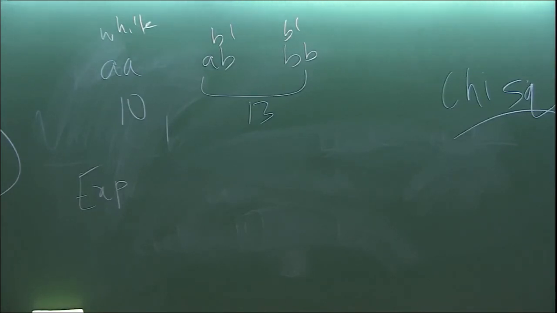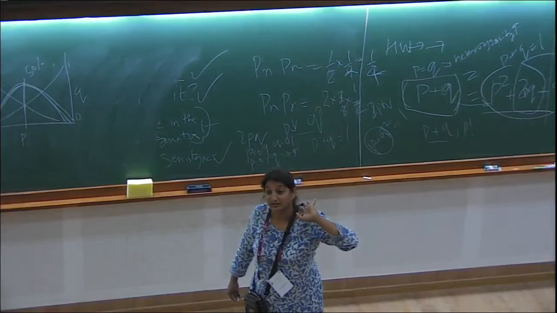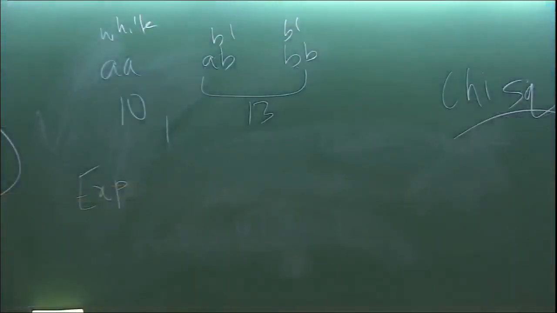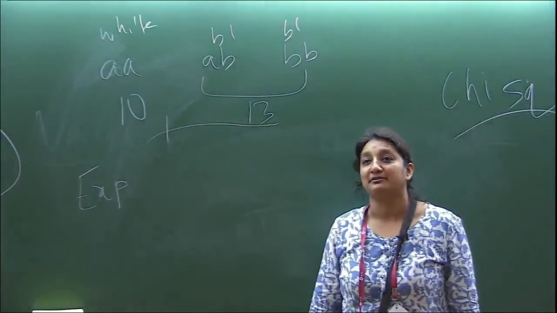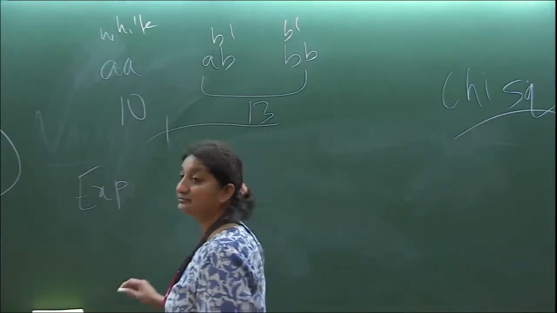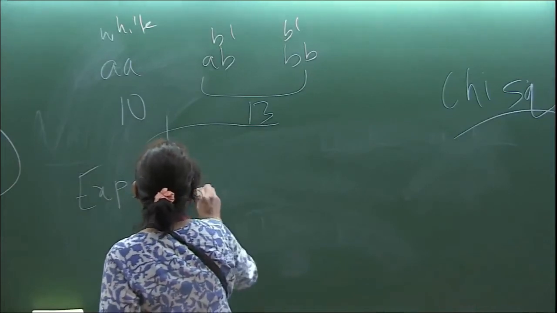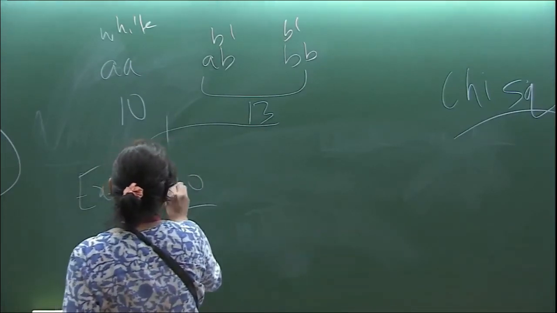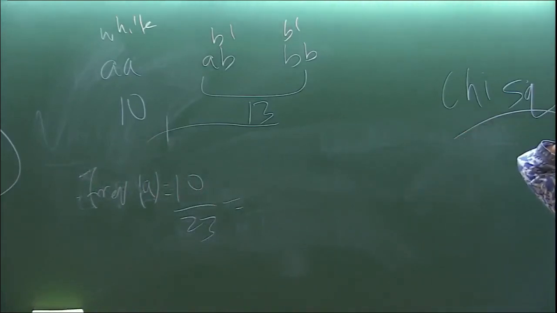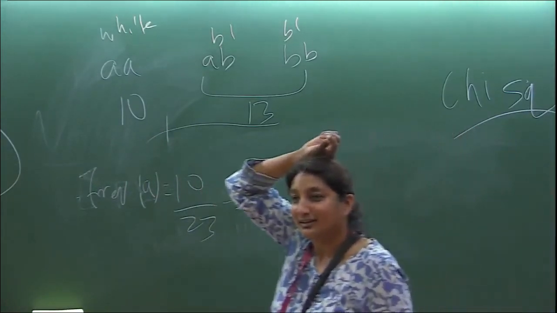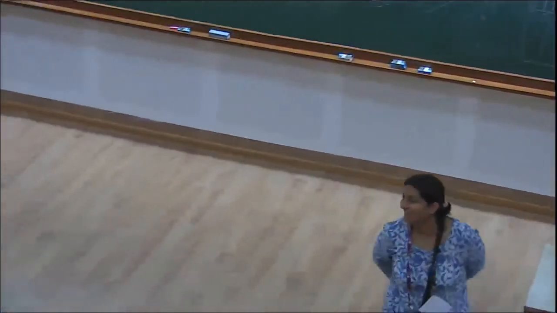Equal? No. Why should you assume they're equal? If there's no selection, it doesn't mean the allele frequencies are equal. So what information do you have here? What allele frequency can you quickly estimate based on the information you have? What is the frequency of A? It is 10 by 23, which is, can someone calculate? This is the frequency of genotype A.